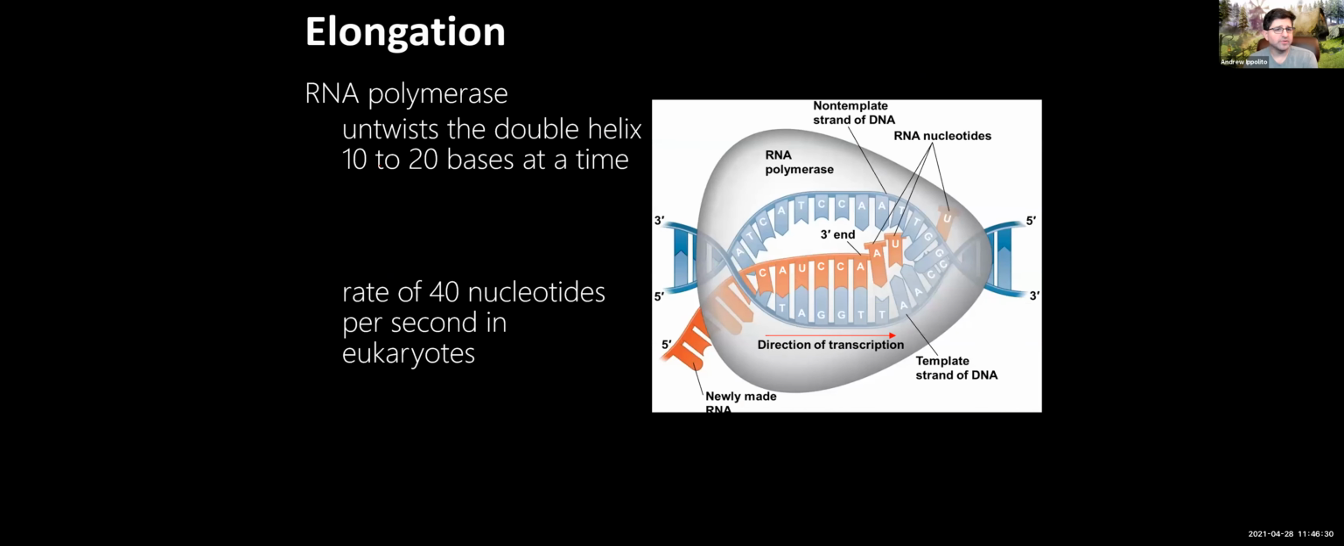So the polymerase untwists the double helix about 10 to 20 bases at one time. So basically it pries open an entire twist. And you get about 40 nucleotides per second in eukaryotes, which isn't that fast. The average gene is thousands of base pairs long. So this isn't like neurons firing. This is more like from the time you wake up until the time you start feeling like a human. Well, for some of you, that's fast. The time you start drinking your coffee to the time you feel it take effect.